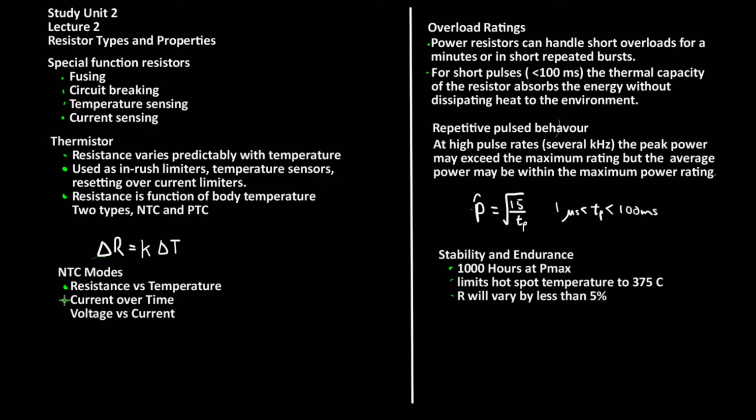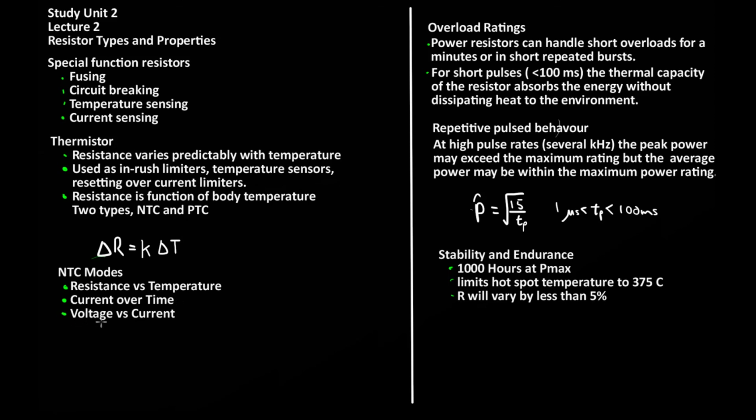In current over time mode, the thermistor is used in a way that it is biased at a certain point, and then when current starts to flow through the thermistor, it starts to self-heat, and this will increase the temperature of the resistor, and thus change its resistance. This can be used to create a delay for current and voltage control in power circuits.